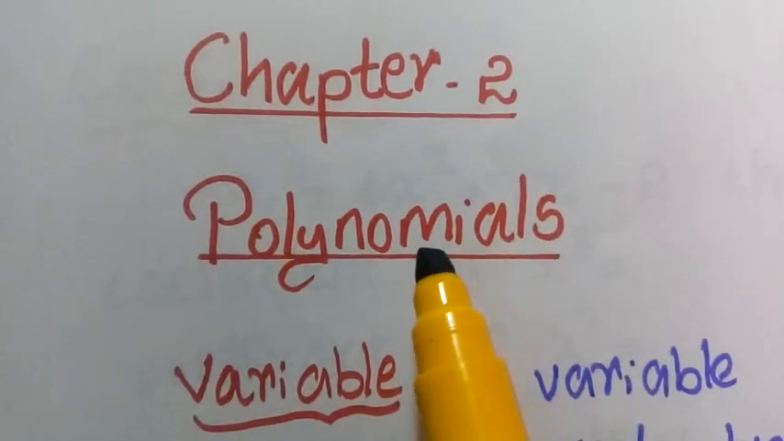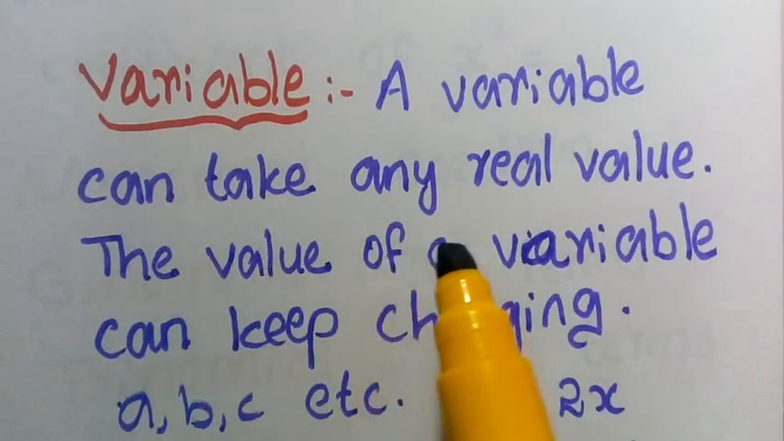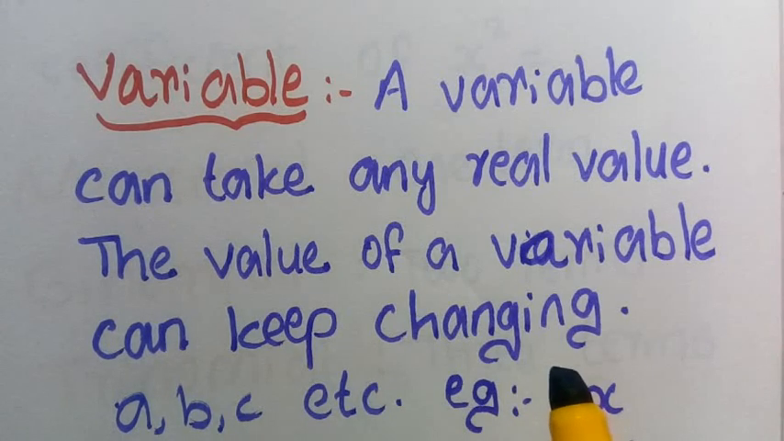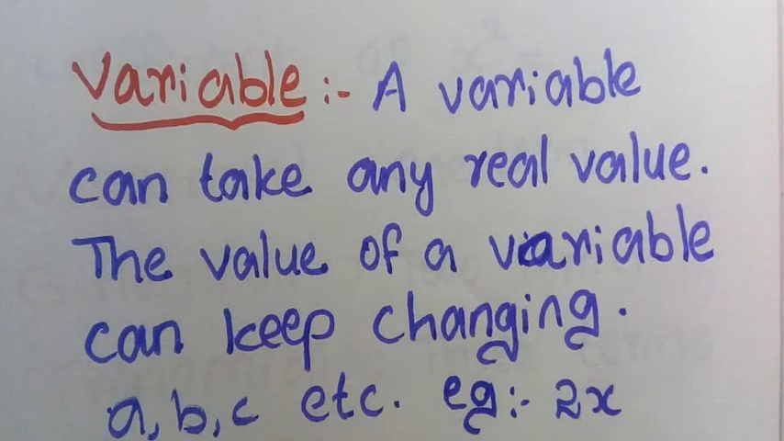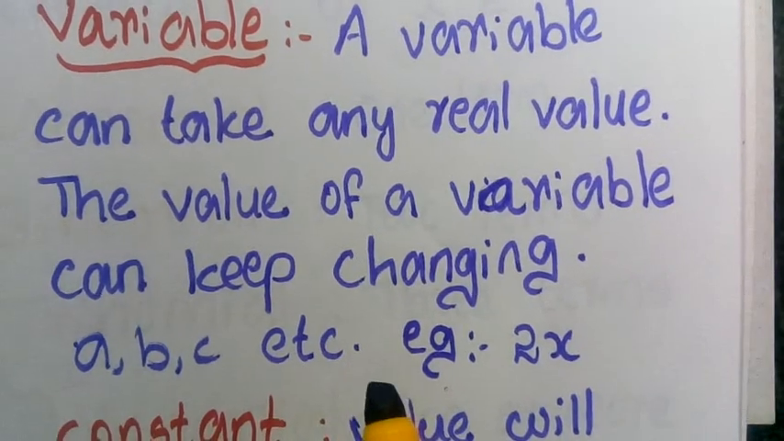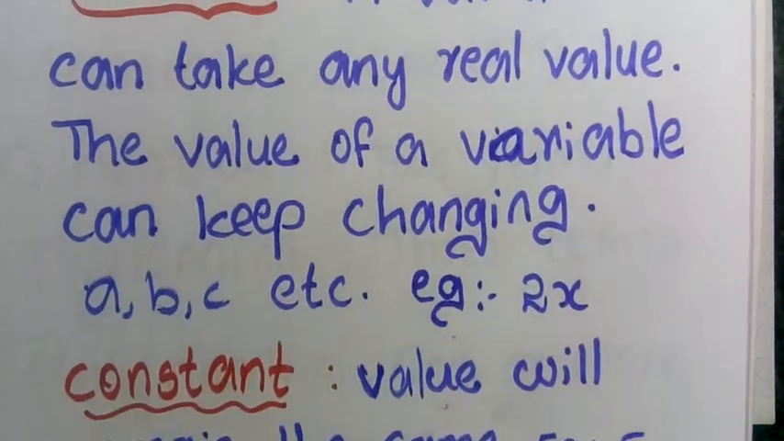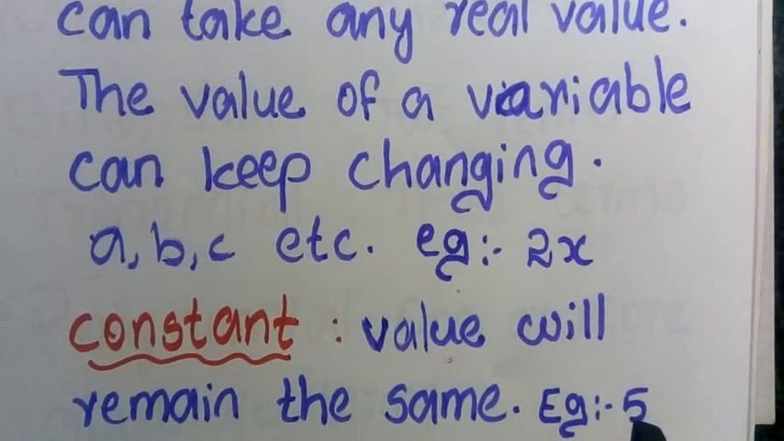Let us begin by recalling variable. A variable can take any real value. The value of a variable can keep changing. A variable is denoted by the alphabets a, b, c, etc. For example, in 2x, x is the variable. Next, constant. The value of the constant will remain the same. For example, 5 is a constant.